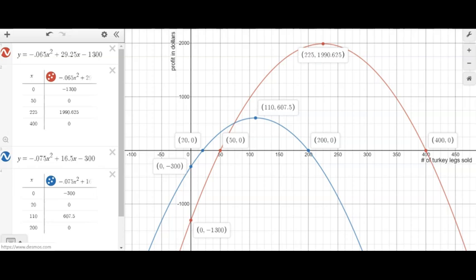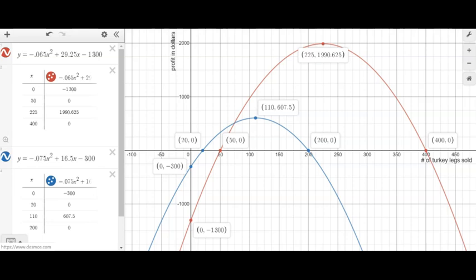So some of the things that we want to point out are that, remember the blue function is representing the rainy day, and the red function is representing a regular sunny day. So for the rainy day, any number of turkey legs sold less than 20 would result in no profit, versus any number less than 50 on a sunny day would result in no profit. The break-even point for a rainy day would be at 20 legs, and the break-even point for a sunny day would be at 50 legs.